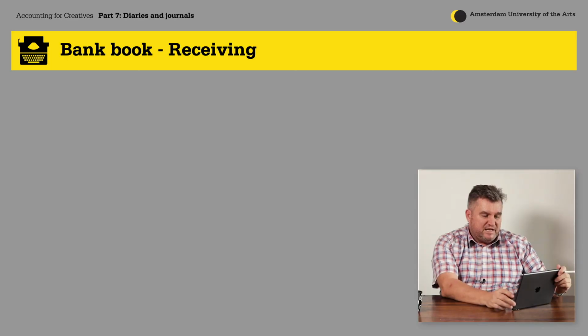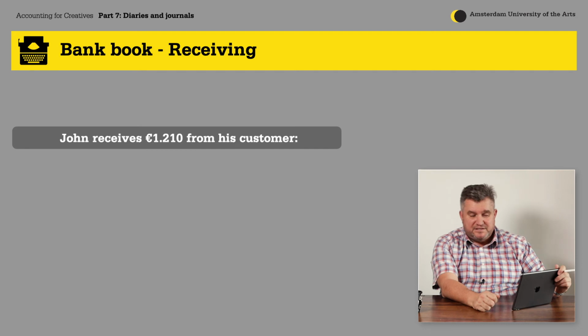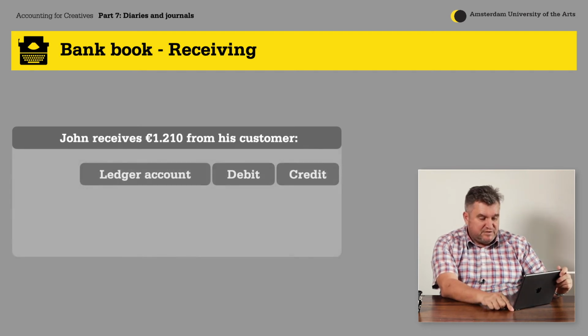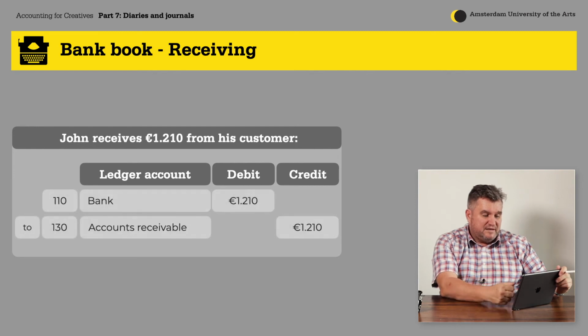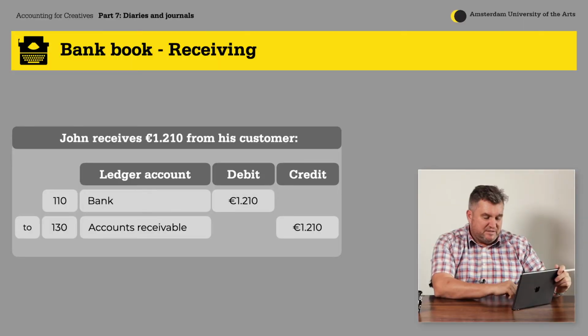Let's just have a look at one of these books, a bank book. It contains, of course, also journal entries. And let's say we get a payment from one of our customers for the amount of 1,210 euros. This is how it looks in our journal entry. We have a bank ledger account which will increase with 1,210 euros. Bank is debit on the balance sheet, so it's also debit in the journal entry like before.